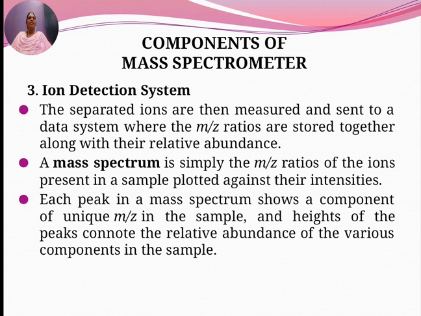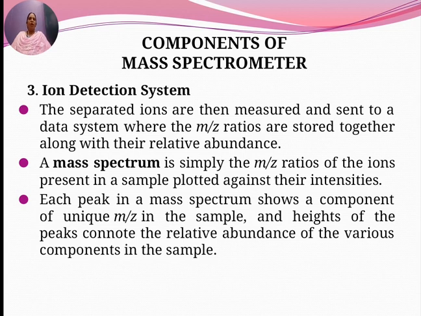We will be getting several peaks. Each peak will represent a specific component of the sample, and the height of the peak connotes the relative abundance of the various components in the sample. The height represents the abundance of the components in the sample. Abundance means how much they are. Each is represented by a peak.